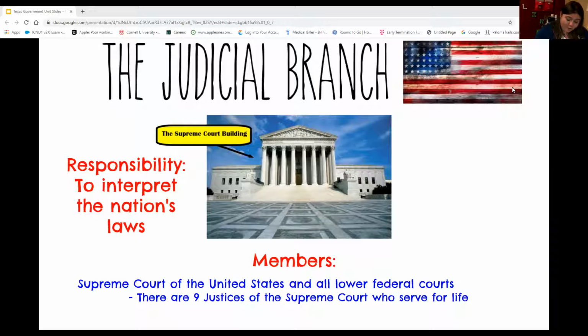So basically what you're going to be putting here is the Supreme Court of the United States is going to be our judicial branch. So please write down Supreme Court of the U.S. They take over the lower federal courts as well. When we take a look at that, it's important to know that there are 9 chief justices, and they serve for life.